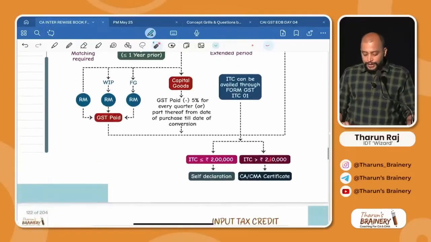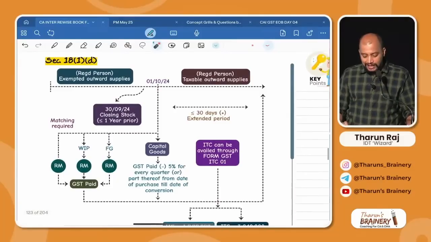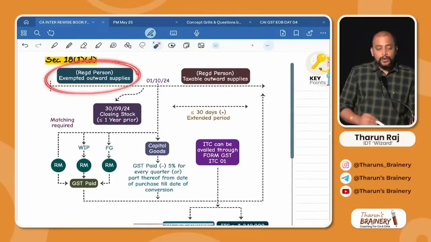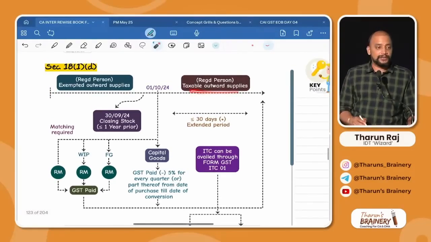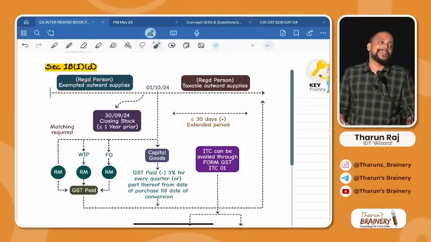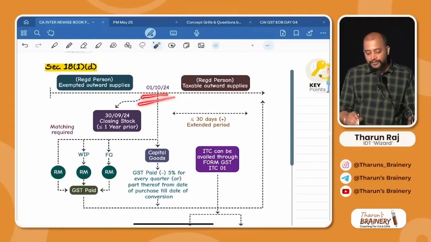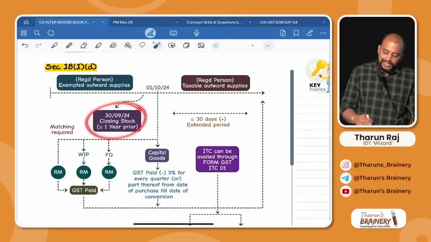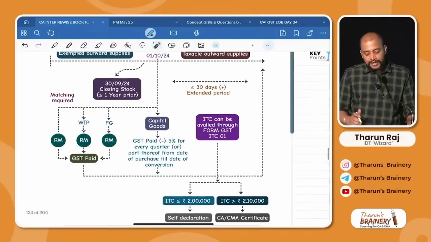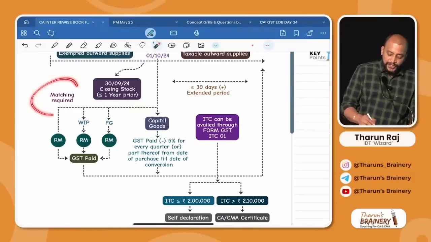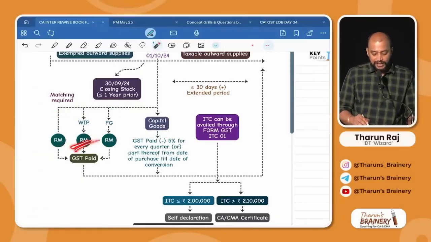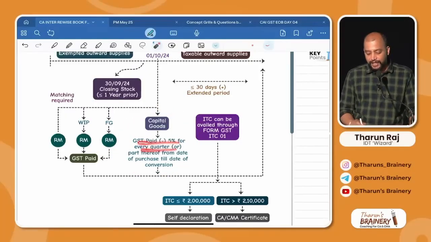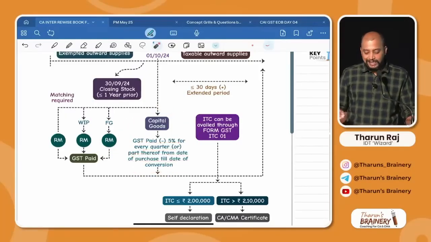Okay. Now look into chart number 4. What is this? There is a registered person whose exempted supplies now became taxable. So far they were making exempted outward supplies. From 1/10 onwards, they started making taxable outward supplies. Same. Before that date, 30/9/2024, see the closing stock, which should be purchased within 1 year prior. Matching required. Raw material as such, raw material in WIP, raw material in FG, even capital goods, GST paid minus 5% for every quarter or part thereof, from the date of purchase till the date of conversion.